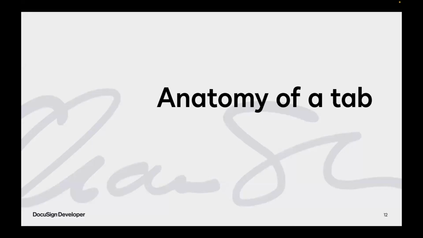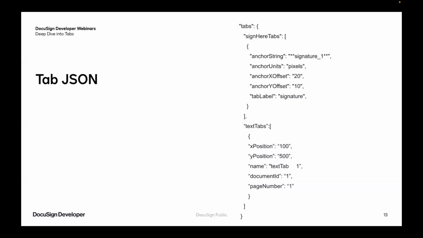And so now we can talk about what I like to call the anatomy of a tab. That's kind of just referring to the different fields in the JSON request body that make up a tab. This is an example of what a tab looks like in JSON, actually what 2 tabs look like in the JSON. And so you can see we have sign here tabs, and text tabs. It's important to know that when you have different types of tabs, the JSON structure sorts them into lists of a certain type.